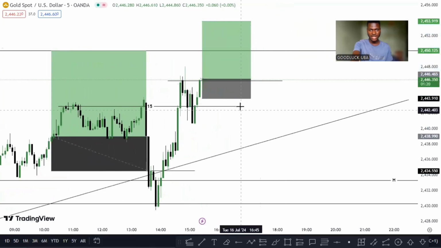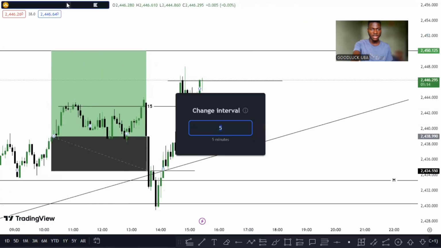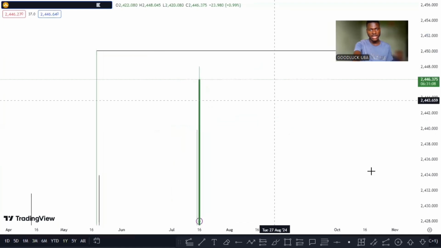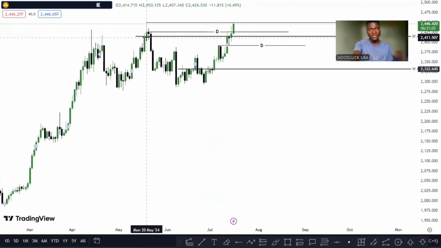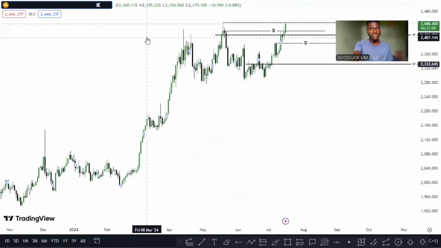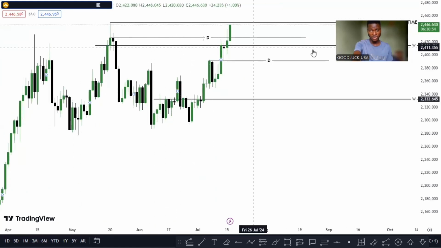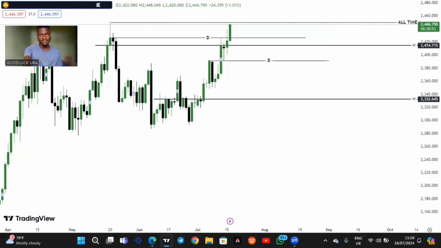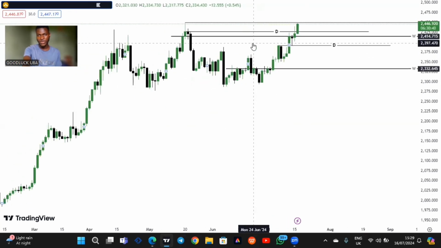But looking at it again, gold is at an all-time high. Let's check the daily time frame, for instance. See, gold is at a level that is an all-time high. And guys, entering a buy in this particular situation is very risky or dangerous, because sellers are already mounting around this level. Any moment from now, we're expecting a bearish market on gold.